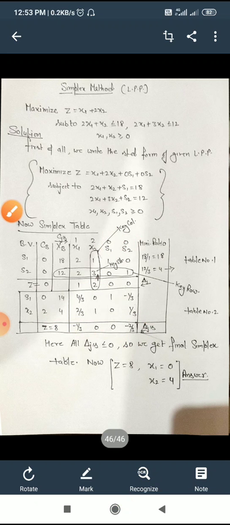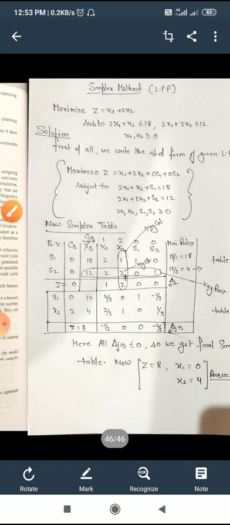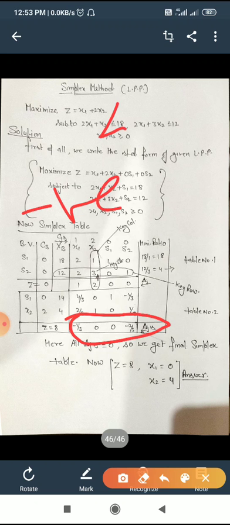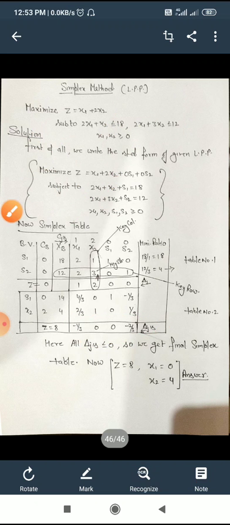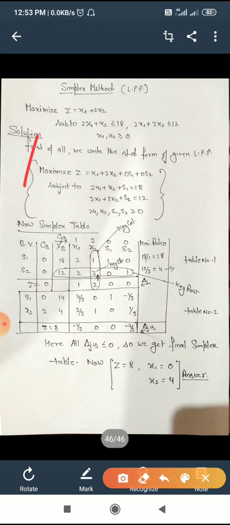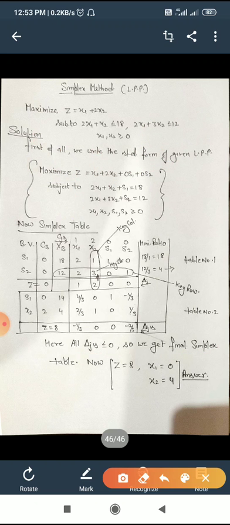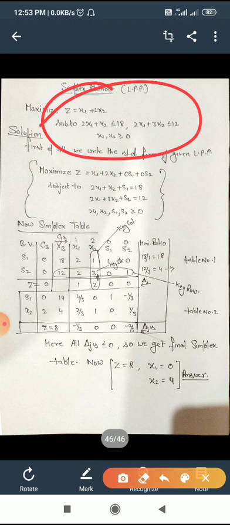Now we have to see whether all delta j in the second table are negative or less than or equal to 0. If this condition is satisfied, then we get the final simplex table. Now we can write the answer of this LPP.